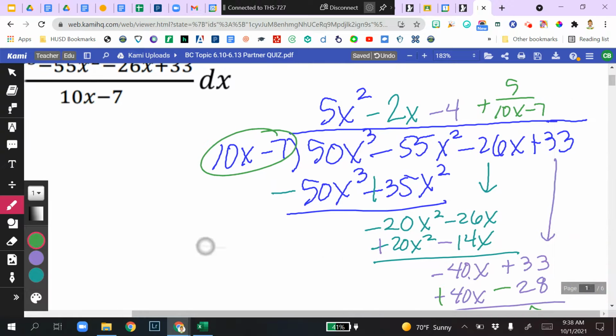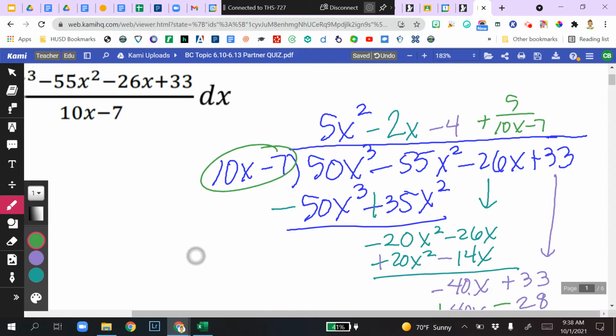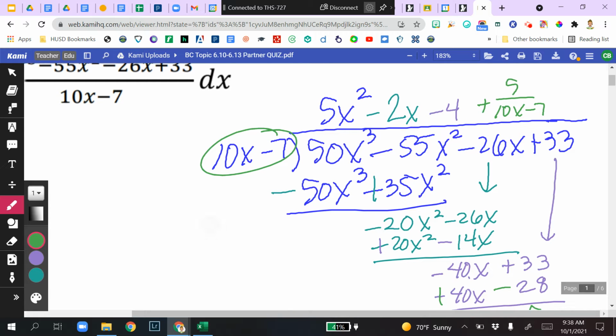Could you go back to when you distributed the negative 2x? When I distribute the negative 2x, yeah. So that was this color, right? So negative 2x, and then it's going to be negative 2 times 10x is negative 20x. And then negative 2 times, I'm in the wrong line. Hang on.